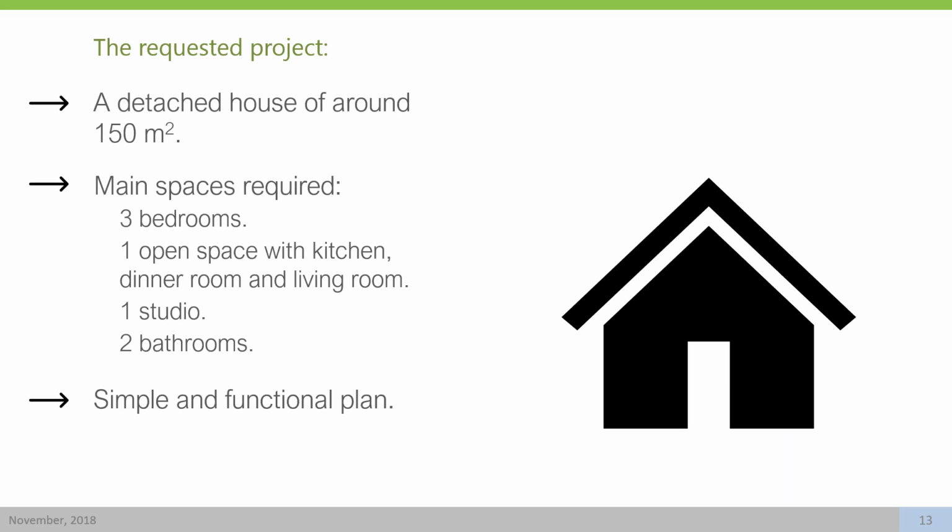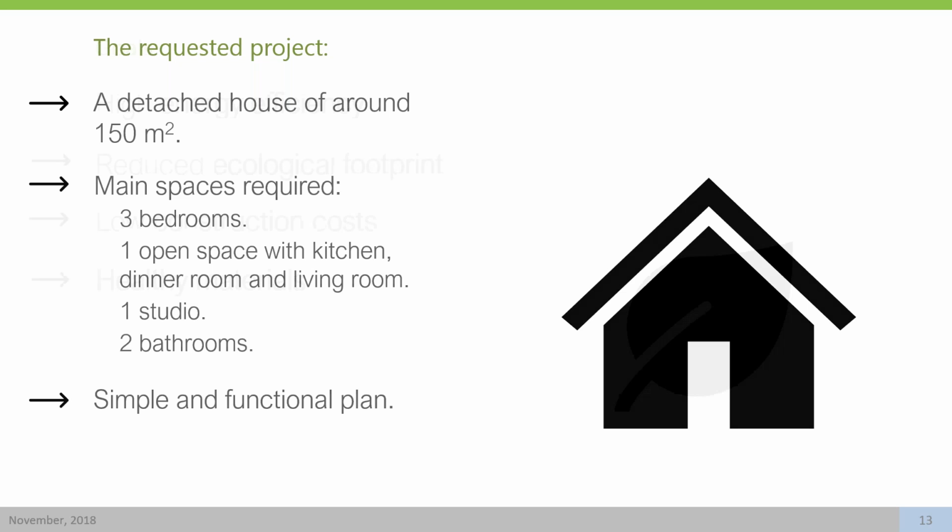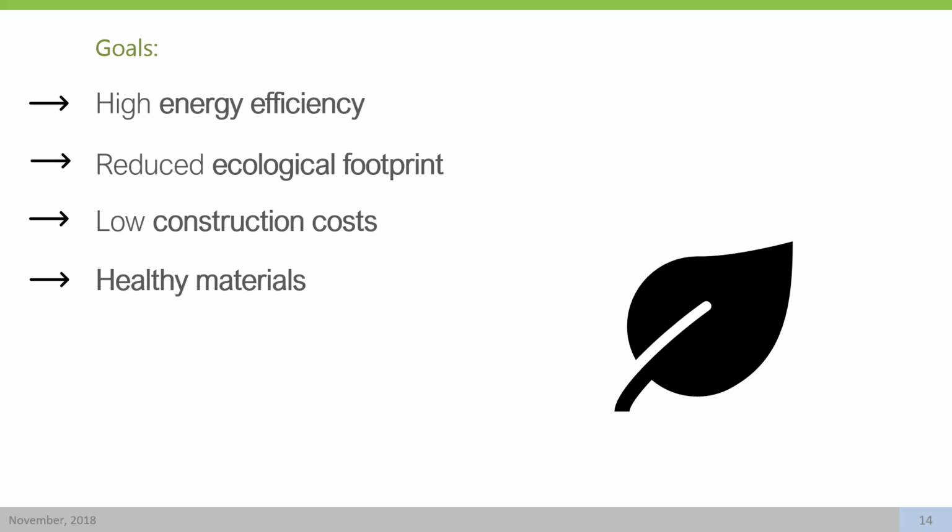Regarding the house characteristics, the owners asked for a detached house of around 150 square meters, with the main spaces included in the list that you can see here. They also asked for an architectural plan as simple and functional as possible. In short, our main goals in this project were to accomplish high energy efficiency, reduced ecological footprint, and low construction costs, all of this using materials that are healthy for occupants.